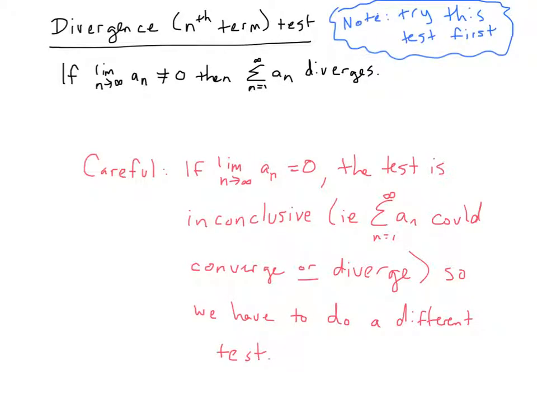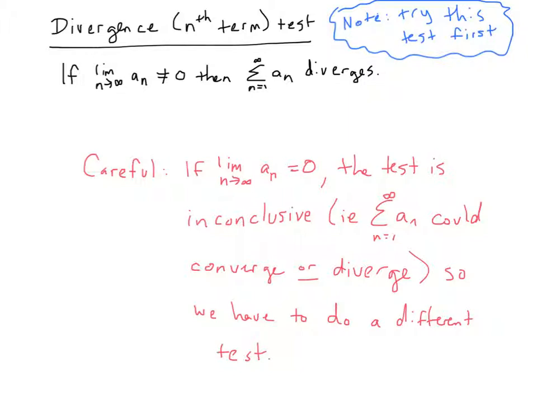In this video, we're going to talk about two more tests for determining divergence and convergence. They are called the divergence and integral tests. The first one, the divergence test, is also called the Nth Term Test, and this is the one you should always try first because it's one of the easiest ones to do.